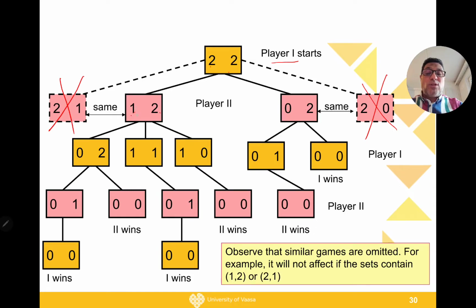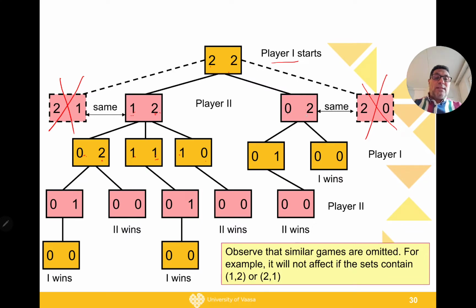Either play 1 card, it will be 1, 2, or removing 2 cards, it will be 0, 2. Then we have player 2 now plays. Now this is the turn of player 2. Player 2, they can play either 0, 2, or 1, 1. 0, 2 means that they remove only 1 card. Or 1, 1 means that they remove 1 card from here. Or 1, 0 means that they remove 2 cards from here. So they have three strategies from here.